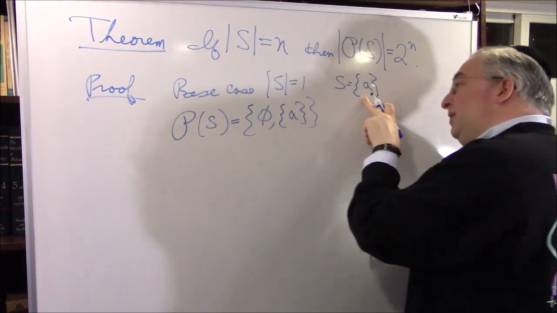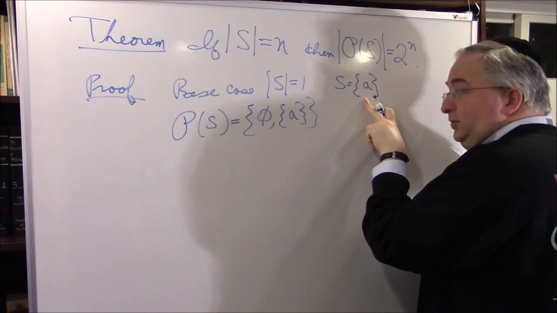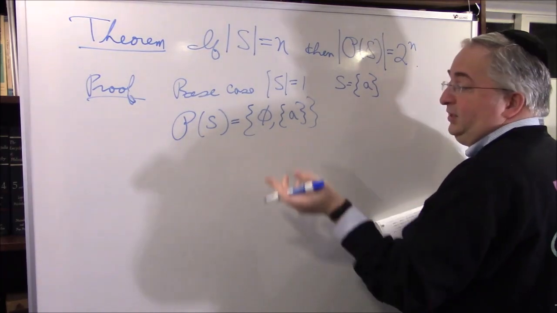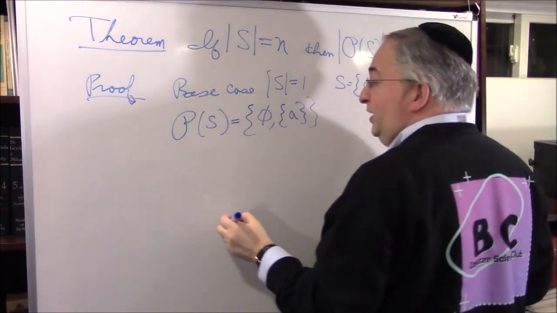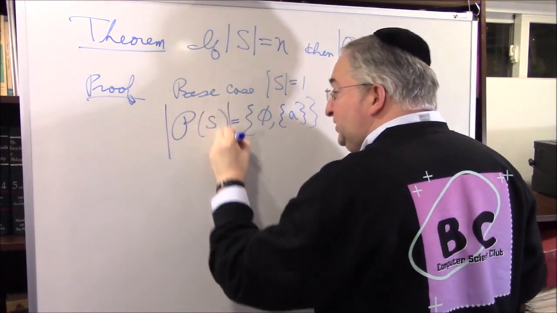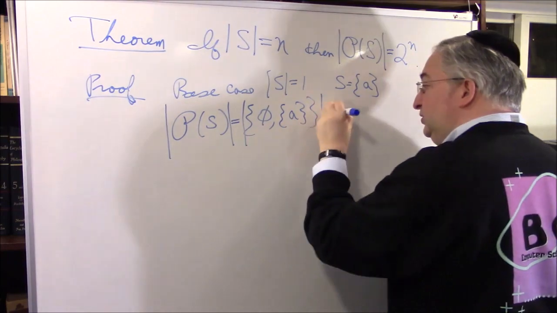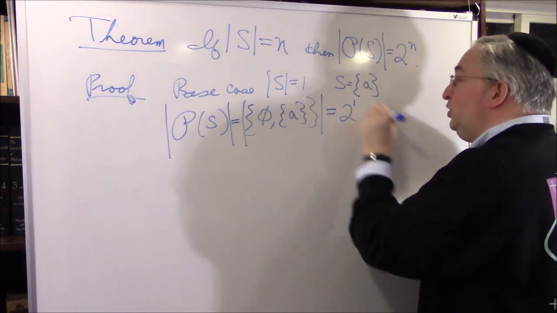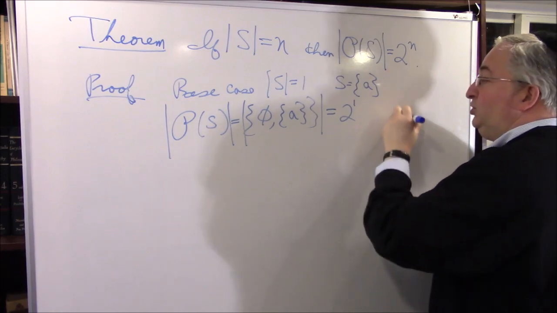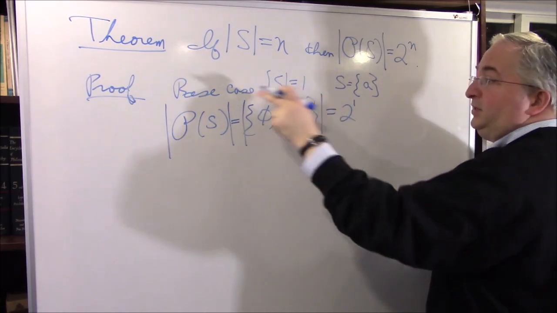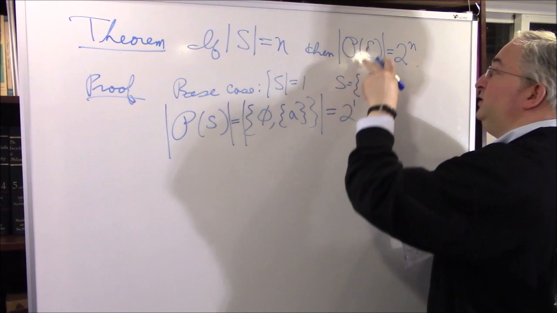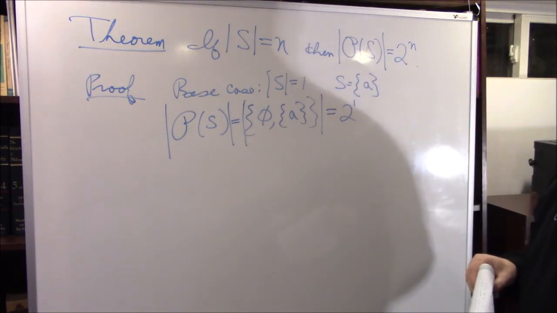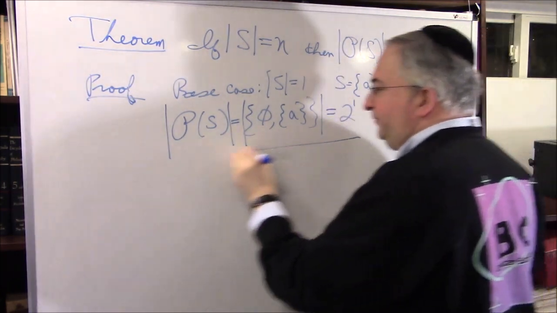The only subsets of this set are the empty set, which is a subset of everything, and itself. That's it. That's the only thing. Well, in that case, the number of elements in that set is 2. I'm going to write 2 a funny way, as 2 to the 1. And so it's true, because I set n equal to 1, so 2 to the 1. It works. Great. That's the base case.